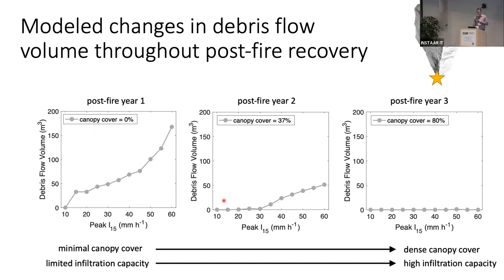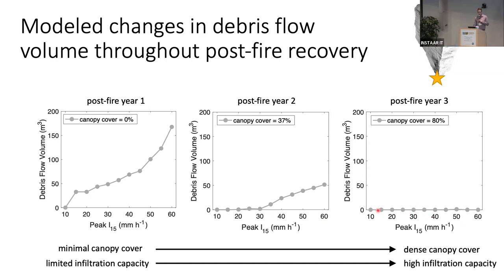Well, we can run this through the model just like we did before. And what we see is that in post-fire year two, it takes a rainstorm with a peak 15-minute rainfall intensity of about 35 millimeters an hour before we start seeing any debris flows being produced. And when we do, they're fairly small. And they stay fairly small, even at rainfall intensities of 60 millimeters an hour, which is roughly a 10-year recurrence interval storm in this landscape. By year three, we wouldn't expect that there would be any debris flows with even a 10-year recurrence interval storm.